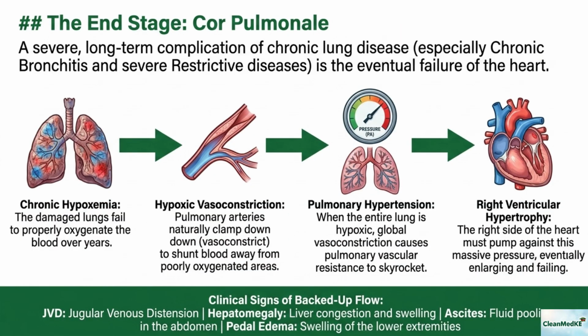If these diseases are not managed effectively, they can lead to cor pulmonale, eventual heart failure. Chronic hypoxemia causes the pulmonary arteries to constrict, leading to pulmonary hypertension. The right side of the heart must then pump against this massive pressure, eventually enlarging and failing. Clinical signs include JVD, an enlarged liver, hepatomegaly, and pedal edema.